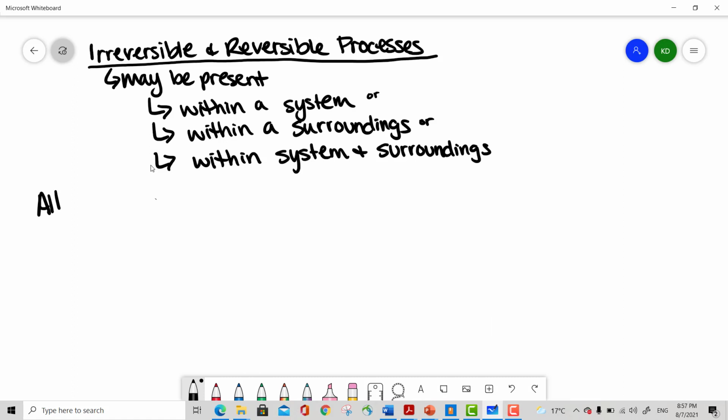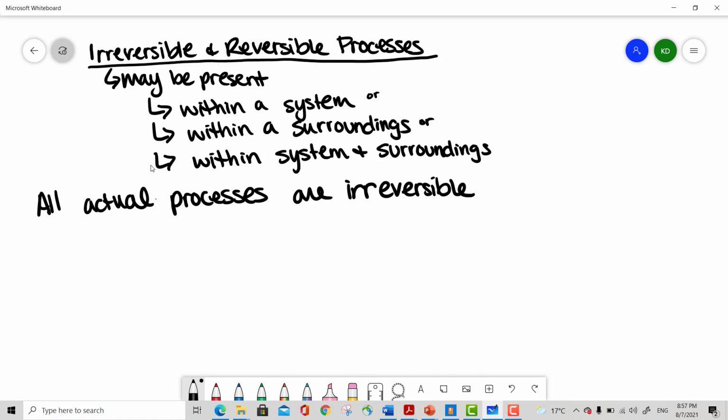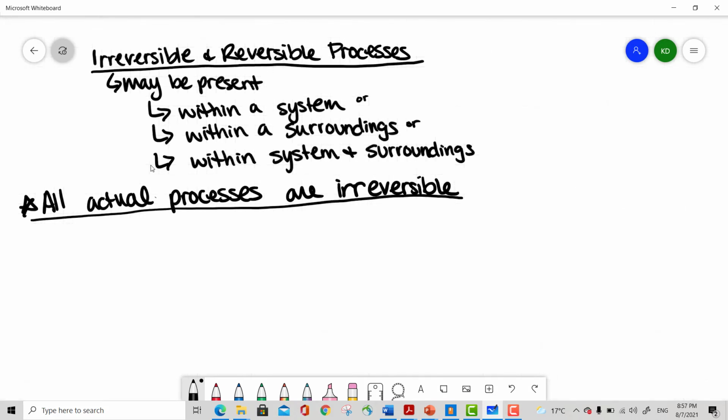And all actual processes, this is important, are irreversible. Sorry. Okay. Huge thing. All actual, real world processes are irreversible. All of them. Okay?